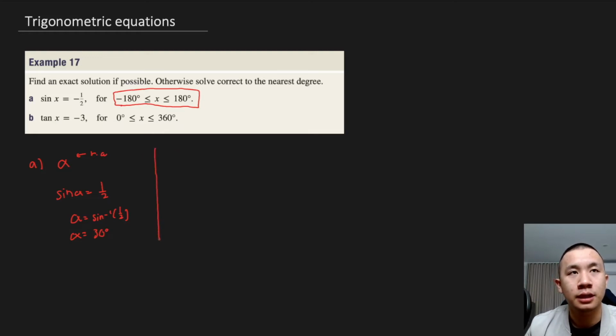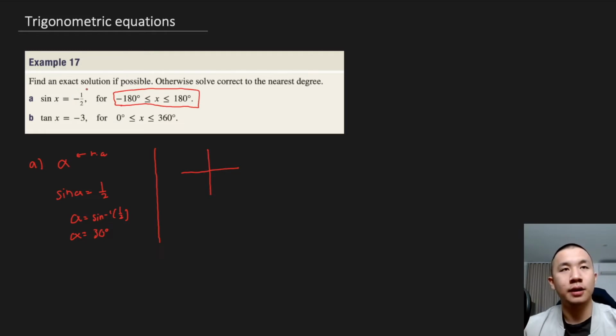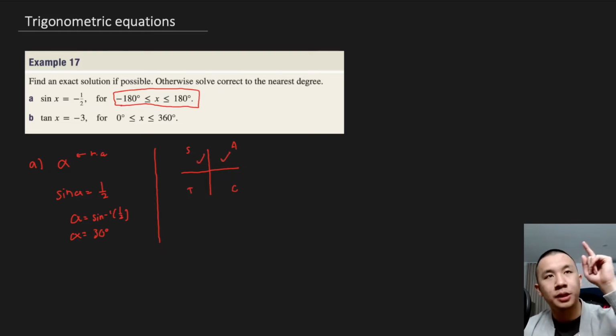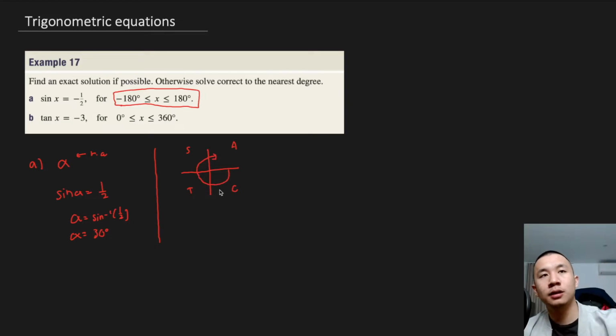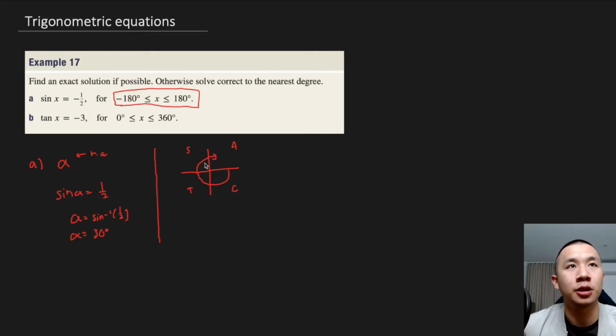Now I'm just going to put this dash here. And let's just use ASTC here. Okay? We know for a fact that sine is negative. And using ASTC, I know that if I go anti-clockwise, sine's going to be positive here and here. So there's not going to be a solution in these two quadrants. Now, if we go clockwise, we see that sine will be negative here and here, okay? So my solutions are actually going to be within this quadrant and this quadrant.